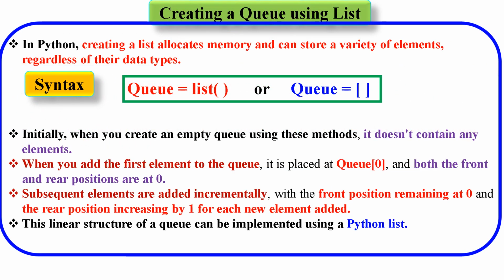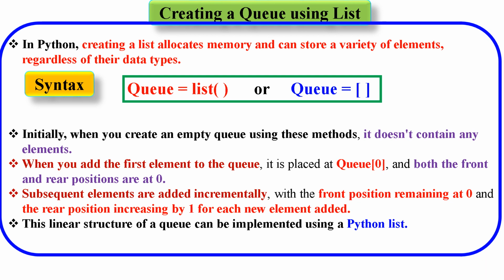In Python, creating a list allocates memory and can store a variety of elements, regardless of their data types. Similar to how you can create a stack using the Python list function, you can create a queue in the same manner. The syntax is queue equals list function. That is, an empty queue is created as a variable of list data type. The syntax can also be written as queue equals empty list. It means the queue variable is an empty queue as it does not contain any element.